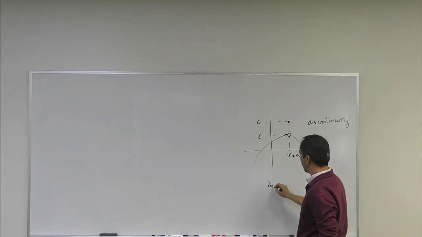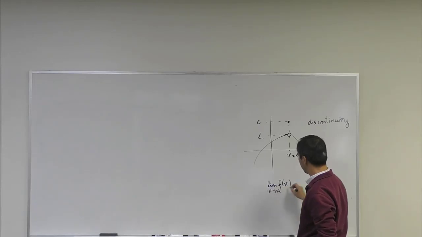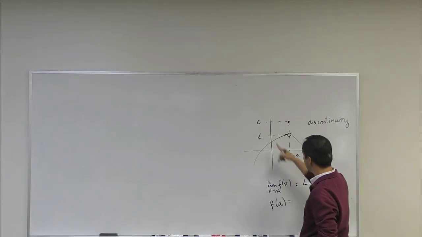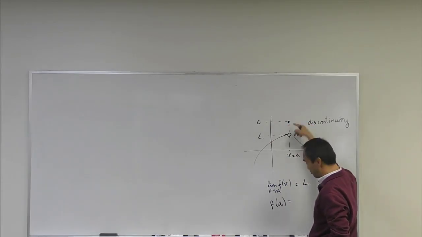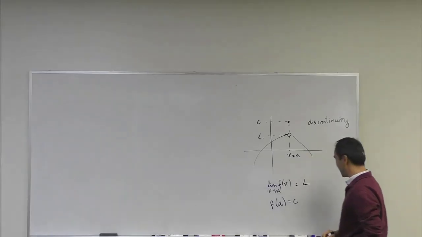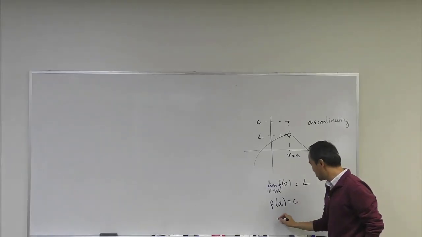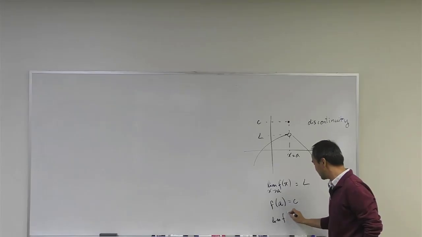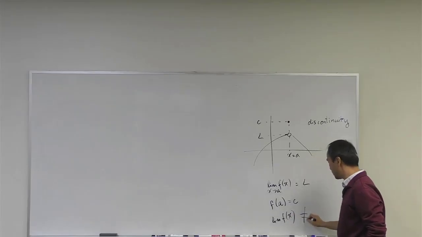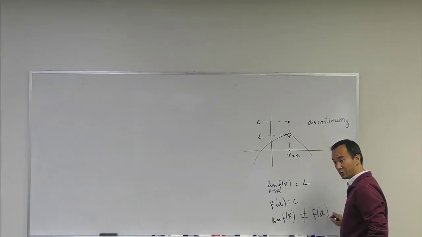What I'm seeing here is the limit for this function, when x comes to the limit point A, is some value L. And then the function is defined at A. It comes out here, the value C right here, where that point is at. But in this case, the limit is not equal to the function value.